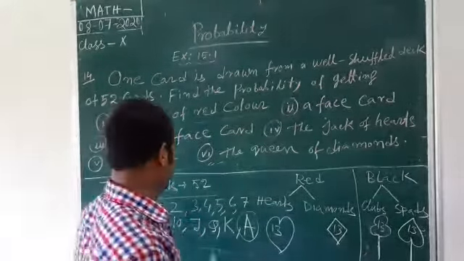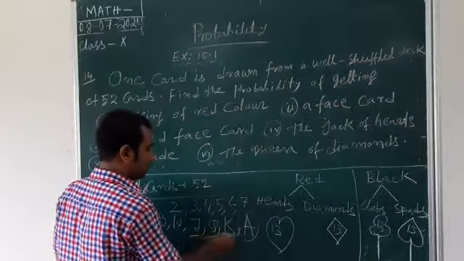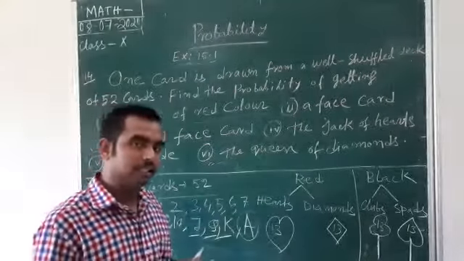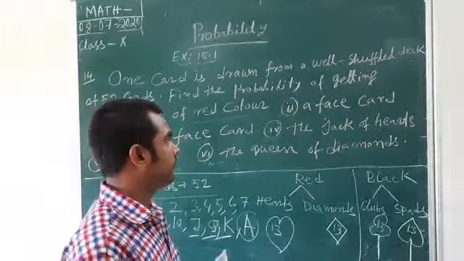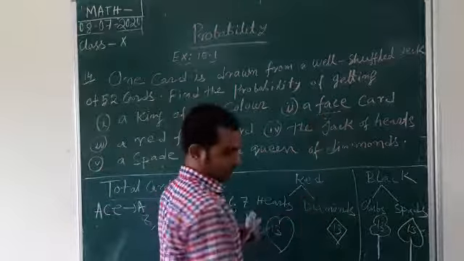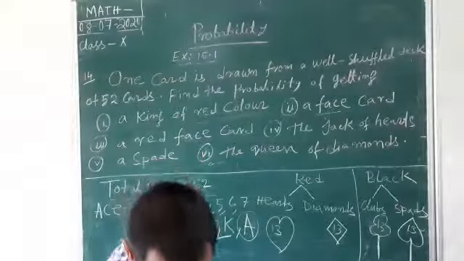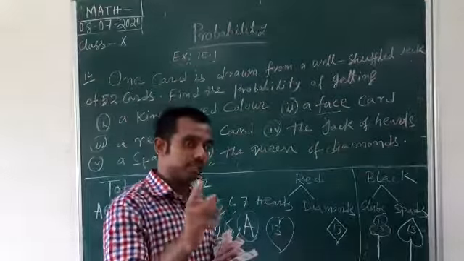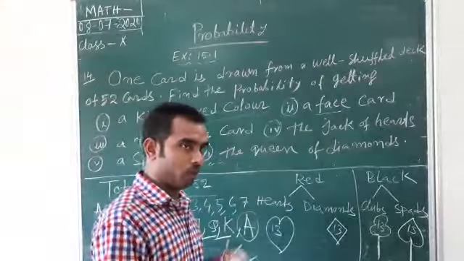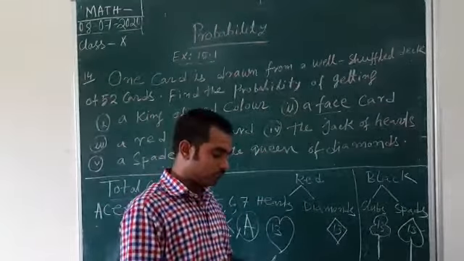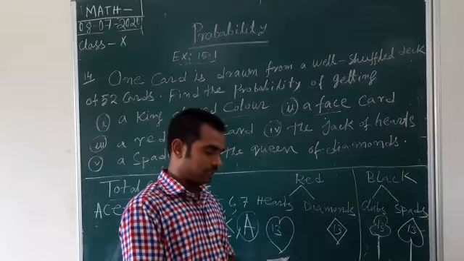J, Q, K. These three cards are known as face cards, F-A-C-E. How many face cards are there? Each item contains 3 face cards. So 3 plus 3 plus 3 plus 3, 4 times 3, that is 12 face cards.